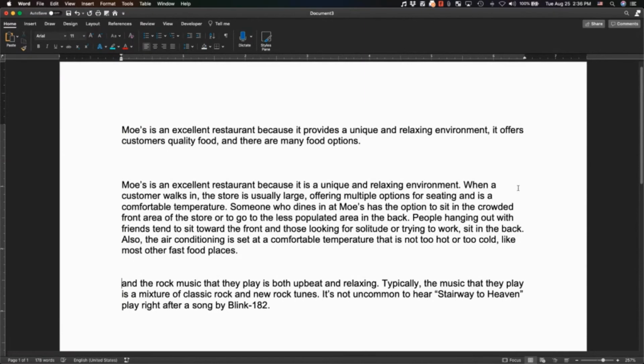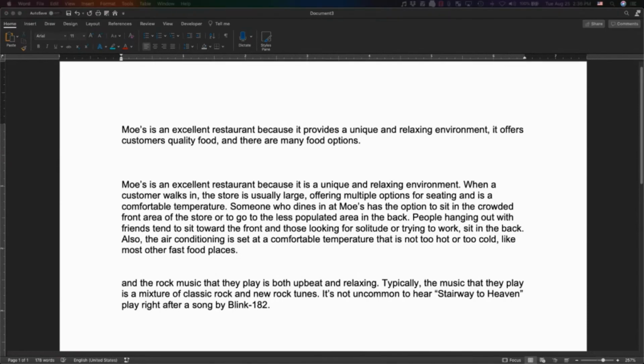All right, so we're going to want to tweak this next part. So let's see. And the rock music that they play is both upbeat and relaxing. All right, now we remember that this was half of a sentence. So we need to take out this "and." Can't start a sentence with "and" because it makes it a fragment. Whoa, what just happened? Give me one second. I'm not sure what happened here. There we go. Okay.